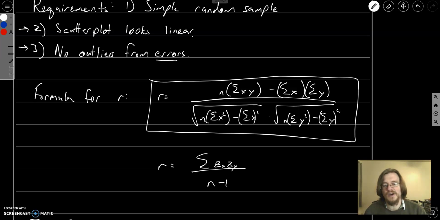Multiply all the x's and y's, add them up. Add up all the x's, add up all the y's. Square all of the x values and add them up. Add up all the x values and square them. All this is just multiplying and adding some numbers with a couple of square roots. So this is something that you could do, but the computer will do it for us.